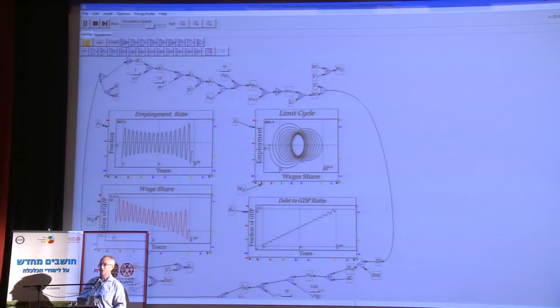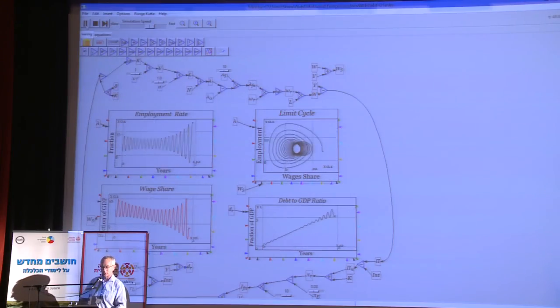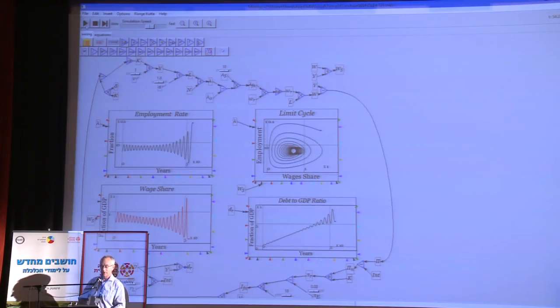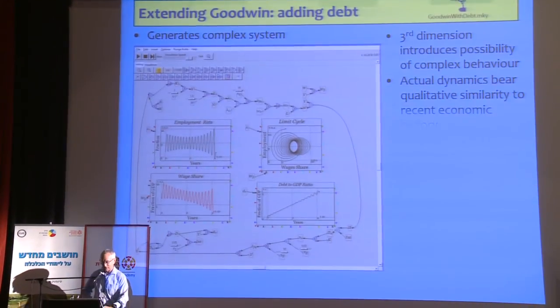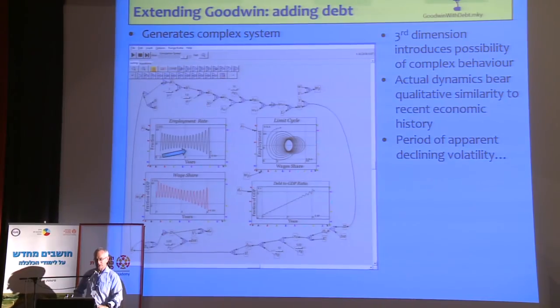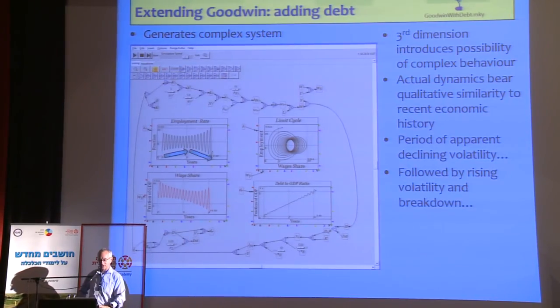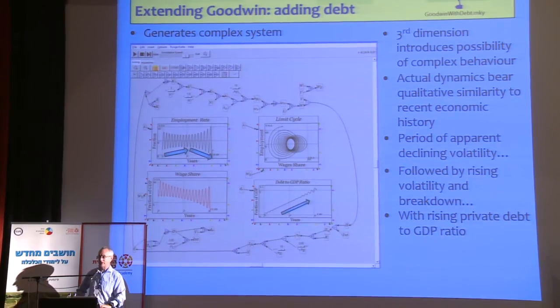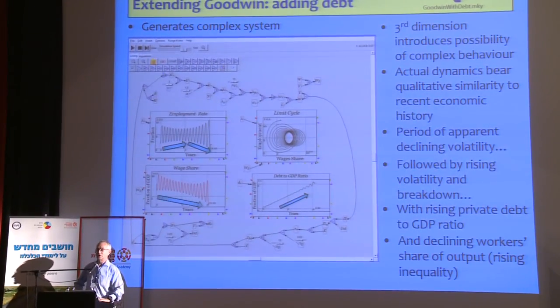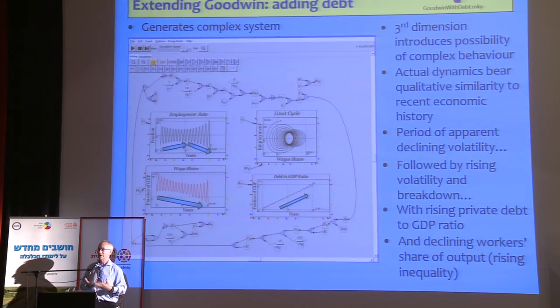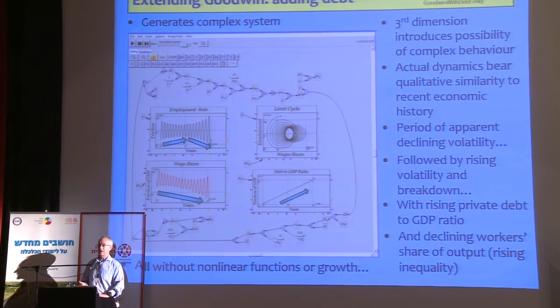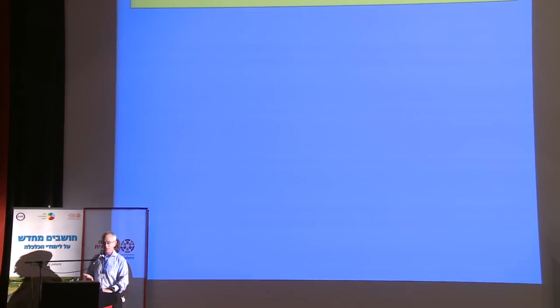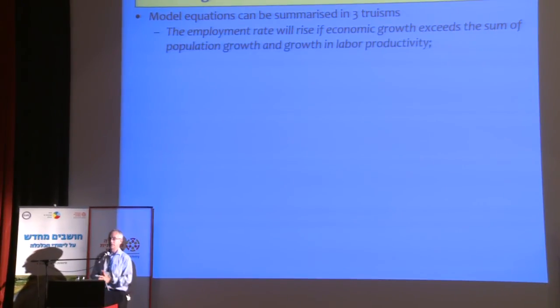Now that cannot happen in a linear model, let alone an equilibrium one. So I finished with a rhetorical flourish saying that a period of tranquility in a capitalist economy will be a lull before the storm. Well, I had no idea how realistic my model was going to become. But that's what actually happened. There's the declining volatility, then the increasing volatility, and there's the increasing debt level, private debt, and declining worker share of output, so rising inequality. So it's all tied together in one incredibly simple model. And that's without bringing any nonlinear behavioral functions inside there. When you do, you get more realism, and I'll show you that in a moment.